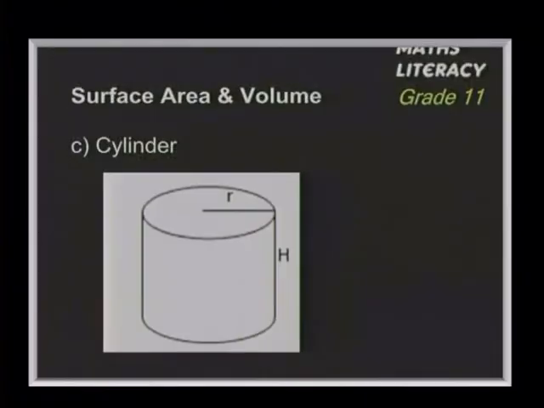Right, next shape. And again, we're going to start with the surface area. And this time we're dealing with the cylinder. So our cylinder has a radius that is of the circle. So if I had to redraw that circle, you can see it looks like that. And then my height of my cylinder.